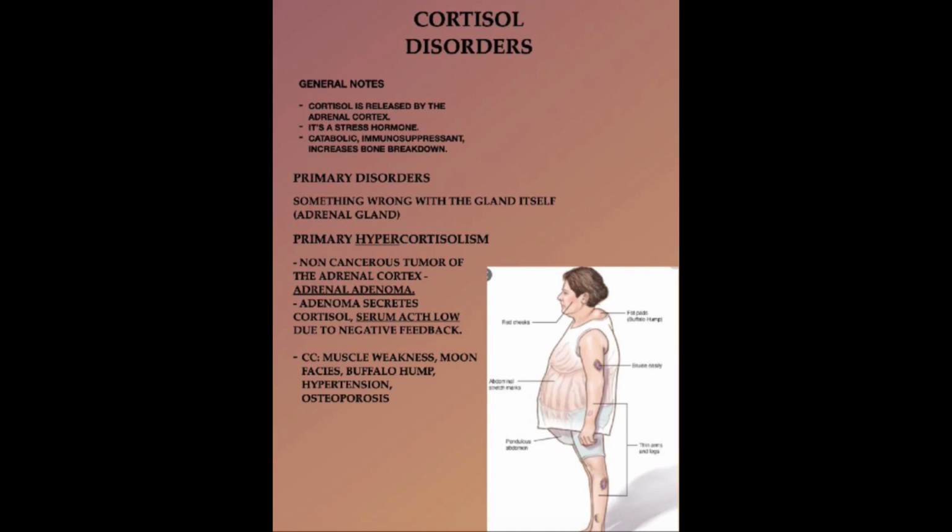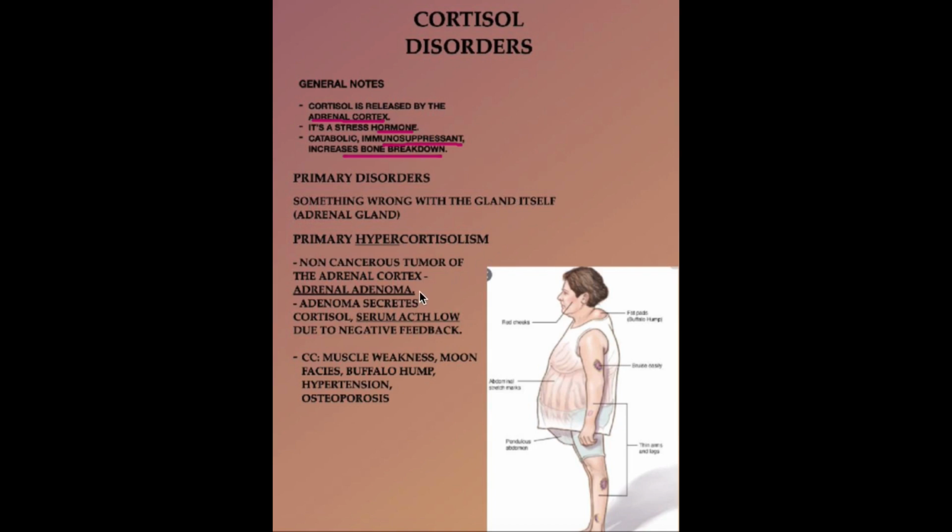Here are some general notes about the hormone itself. Cortisol is released by the adrenal cortex. It's a stress hormone. It's catabolic. It's an immunosuppressant because it inhibits phospholipase A2, and it increases bone breakdown. First, we'll talk about primary disorders, as in something is wrong with the gland itself, in this case, the adrenal gland. Let's start with primary hypercortisolism.